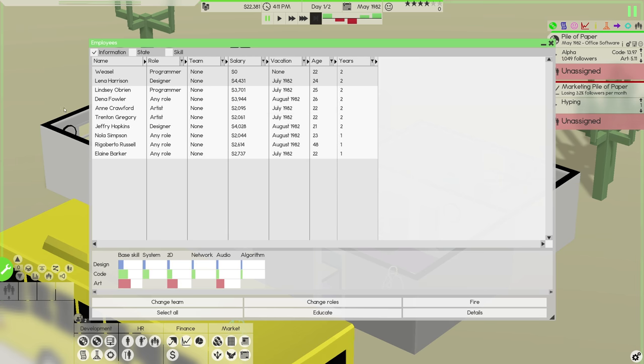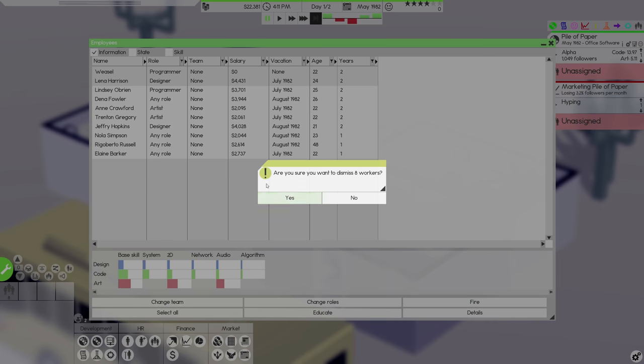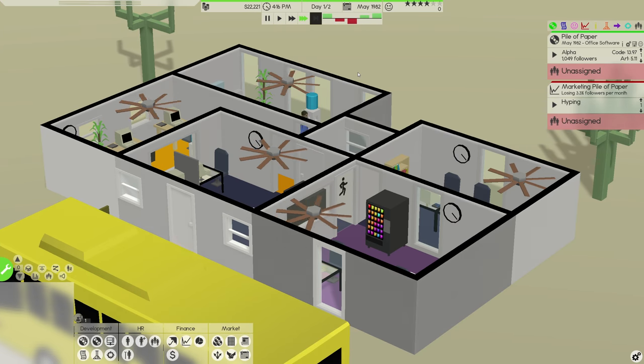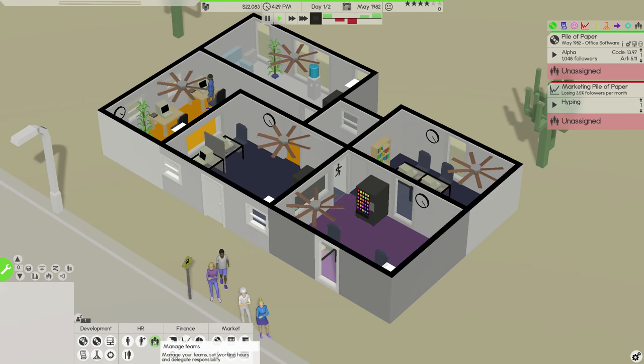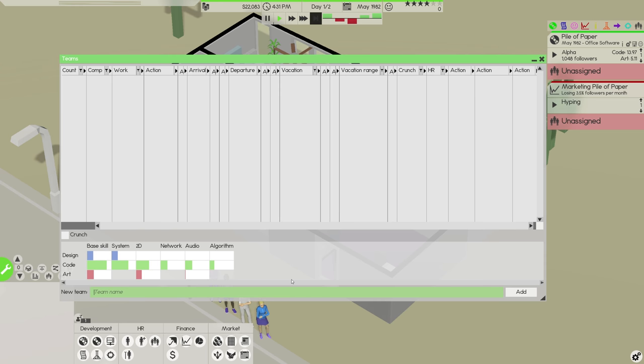I'm so sorry to say this, but we're only going to have Lena and the rest is going to be fired. Maybe I'm going to keep a marketing person. Nah, let's not do that. We're not even going to keep a marketing person. Everyone is pretty much going to be disbanded. We don't have any teams.